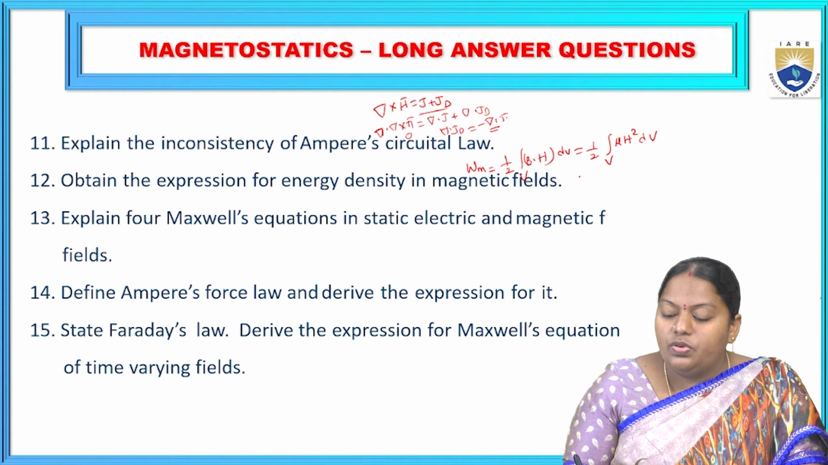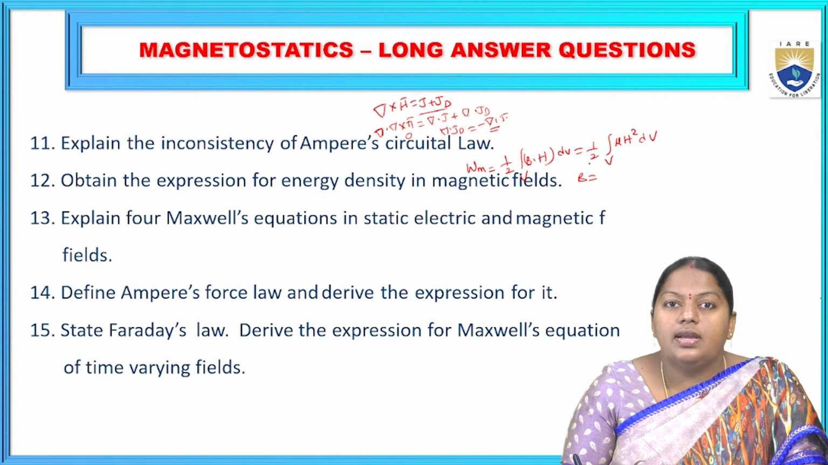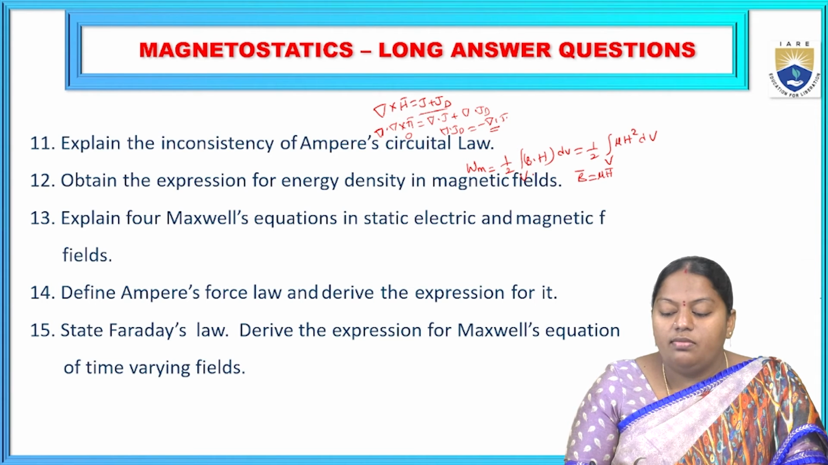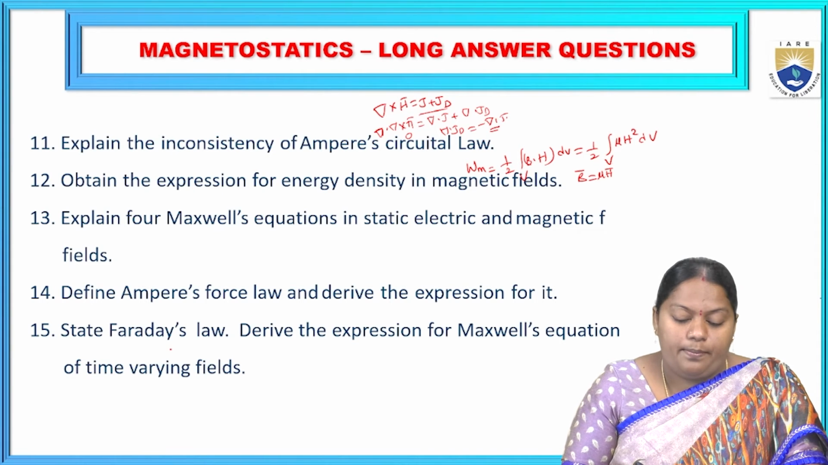Right? So as we know, the relation between flux density and field intensity is B bar equal to mu into H bar, then the same thing is to be substituted over here. Then Wm equal to 1 by 2 integral B dot H dV, which is equal to 1 by 2 integral mu H square dV.